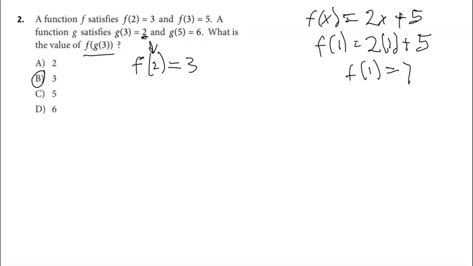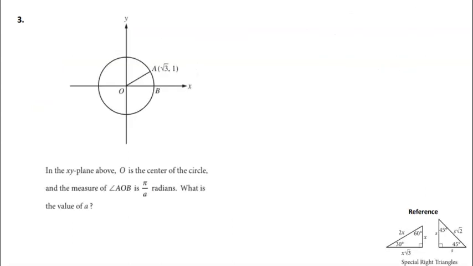Okay, let's go to the next question. Question number 3. Here you have a circle, and you've been given this coordinate on the circle, right? So this is a circle in the XY plane, which the question clearly states. And we've been given this.